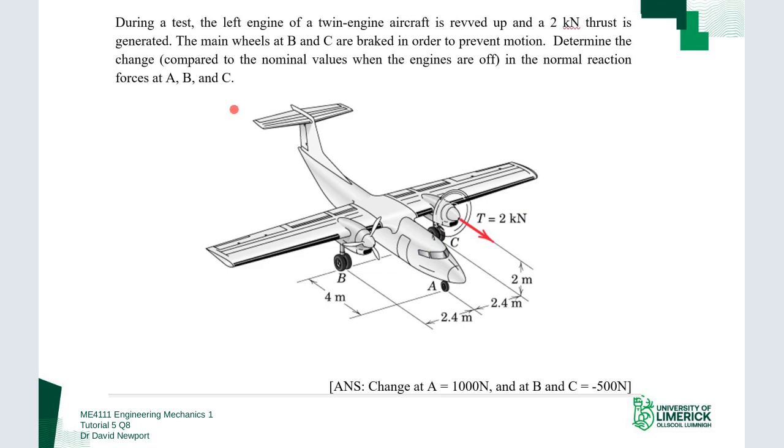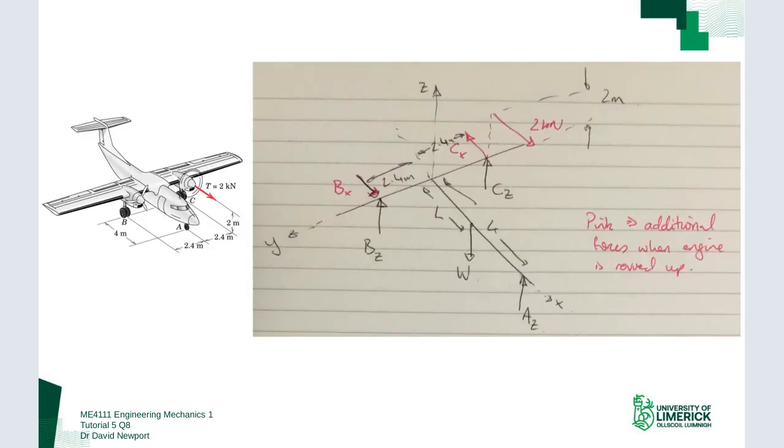And we're asked to determine the change compared to the nominal values when the engines are off in the normal reaction forces at A, B, and C. So the normal reaction forces will be the forces pointing up. So we're after the change in those loading conditions at A, B, and C, just the vertical ones, which are the normal components.